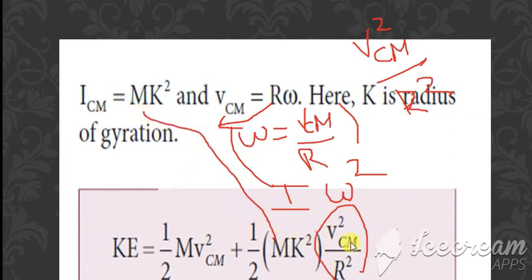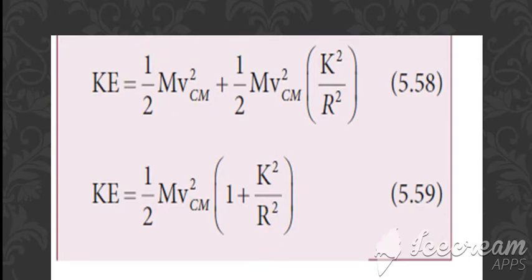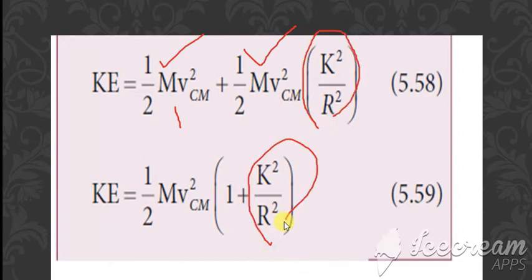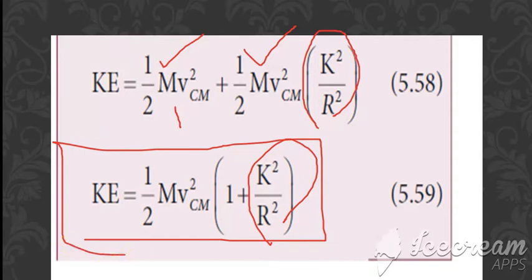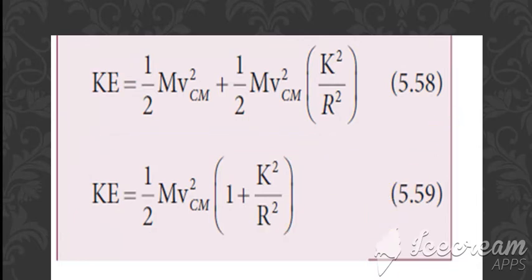Then I into omega square as it is. Now multiply this outside and bring the v square inside. So we get the equation kinetic energy equal to half m v square plus half m v square into k square by r square. In this, half m v square is common, so we take it out. The remaining is 1 in the first term and k square by r square in the second. So this gives the kinetic energy with reference to the center of mass: half m v square cm into 1 plus k square divided by r square.